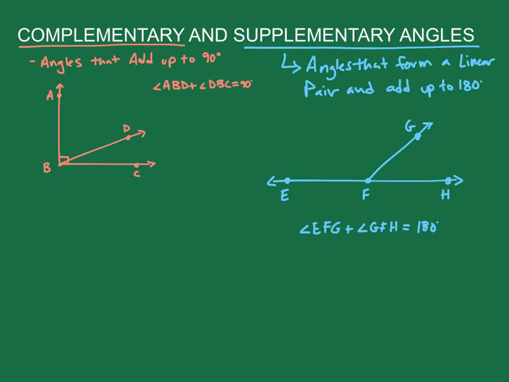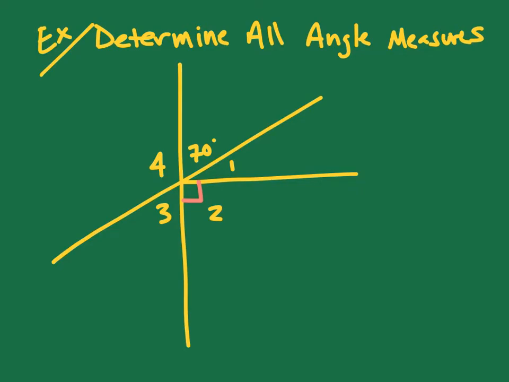Now, we're going to use these concepts for the remainder of the course, okay? These are concepts that are going to appear and reappear as time goes on. So what I want you guys to do is to make sure that you know what complementary and supplementary mean. Given pictures, be able to write equations and to find missing angle measures. In this example, what I want to do is determine all of these angle measures, okay? So what I'm going to do is write out angle 1 equals, angle 2 equals, angle 3 equals, and angle 4 equals.